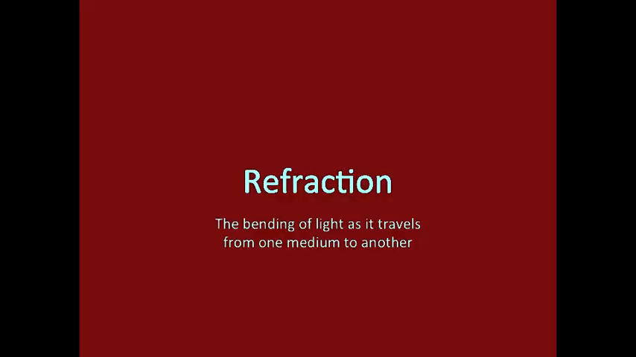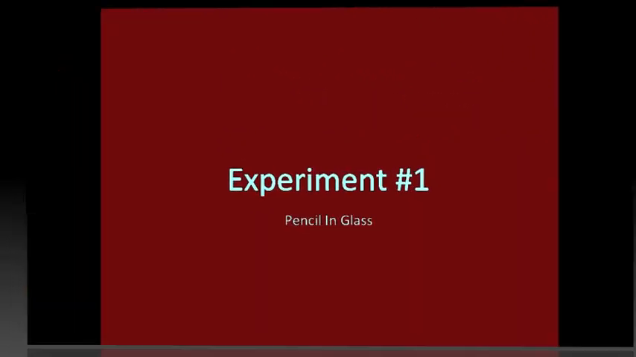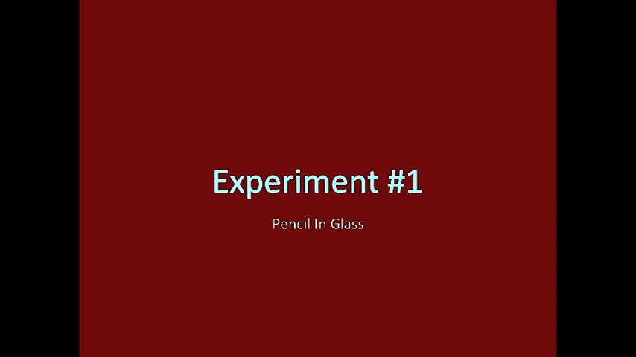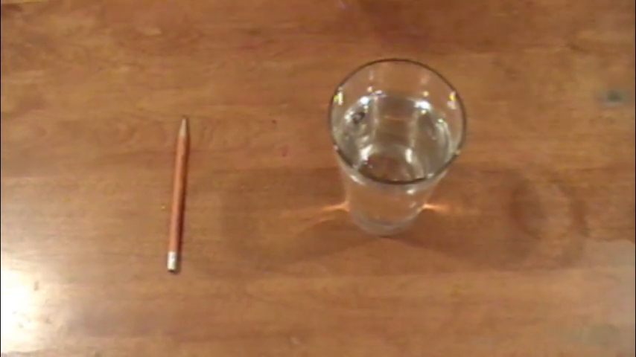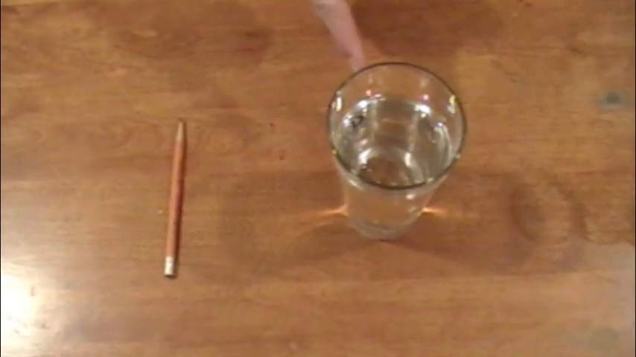Refraction. Refraction is the bending of light as it travels from one medium to another. Refraction experiment number 1, pencil and glass. For this experiment, you'll need a pencil and a clear glass filled with water.